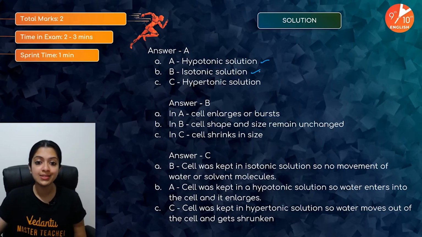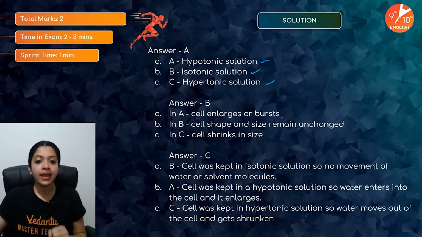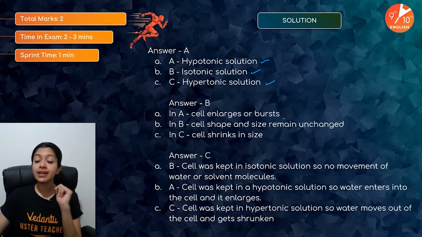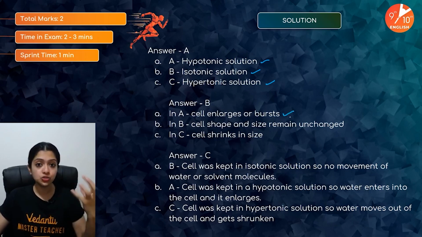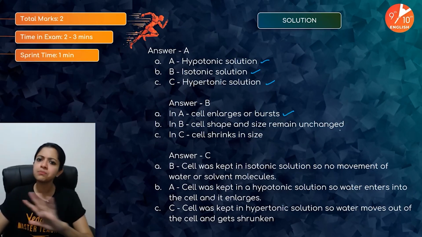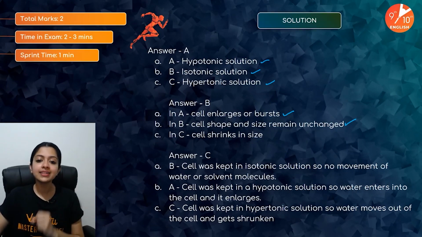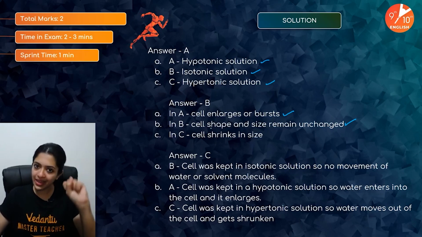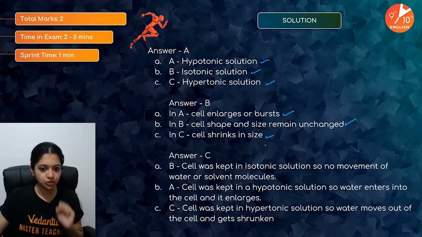Hypotonic for the first one, isotonic where there is no change, hypertonic where it's shrunken down. Now, what are the changes you would see? In a hypotonic solution, you would see that the cell enlarges, swells up, may even burst after some time. In an isotonic solution, cell shape and size remain pretty much unchanged. Iso, equal. And in the third one, the cell shrinks in size because it's in a highly concentrated solution.